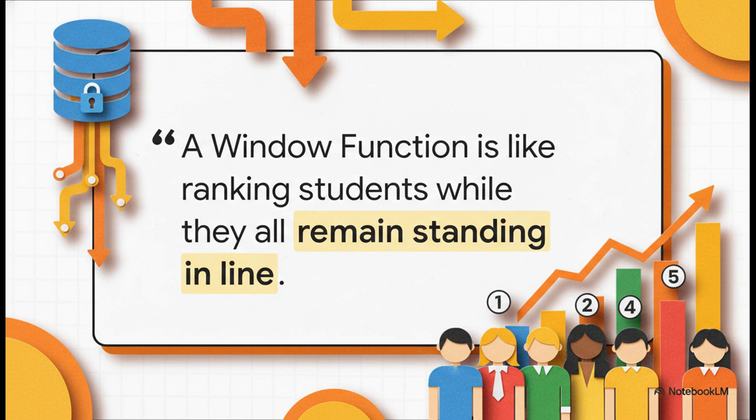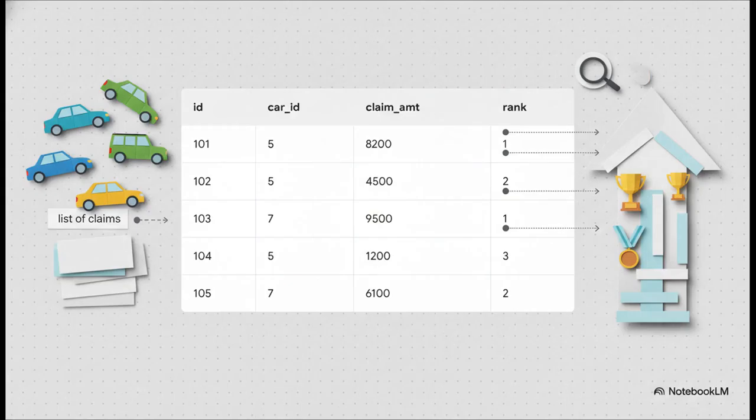And this is the magic of window functions. They let you do calculations across a set of rows. That's our window, but they keep all the individual rows right where they are. It's like walking down the line of students and giving each one a rank, from tallest to shortest. You get the big picture context without losing any of the individual detail. It's so cool.